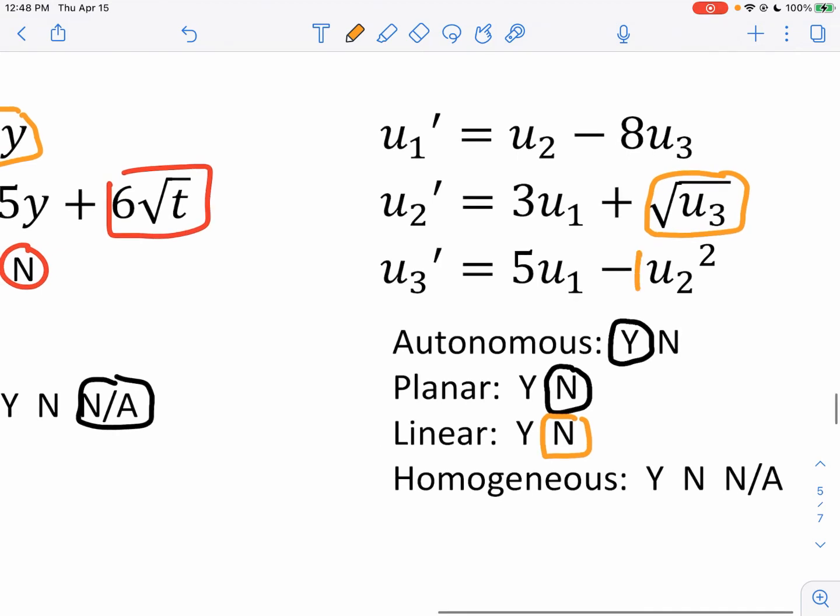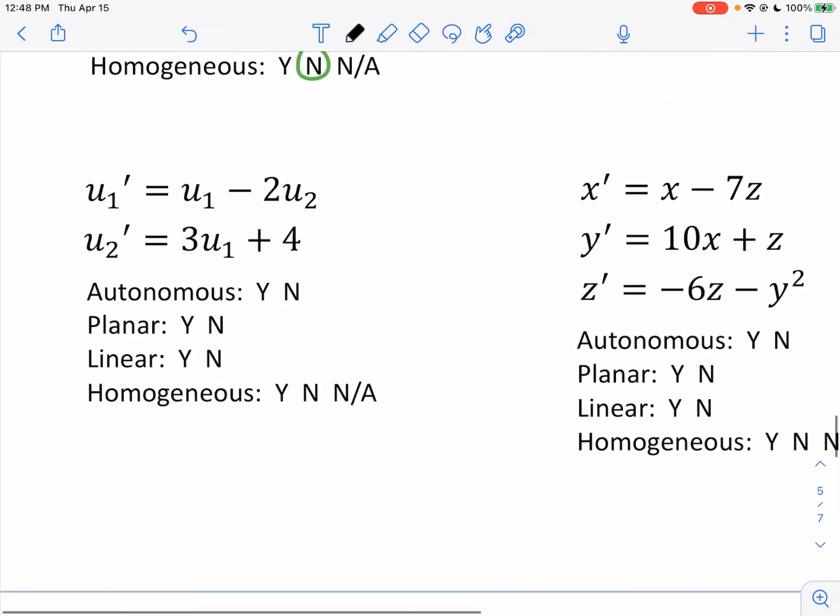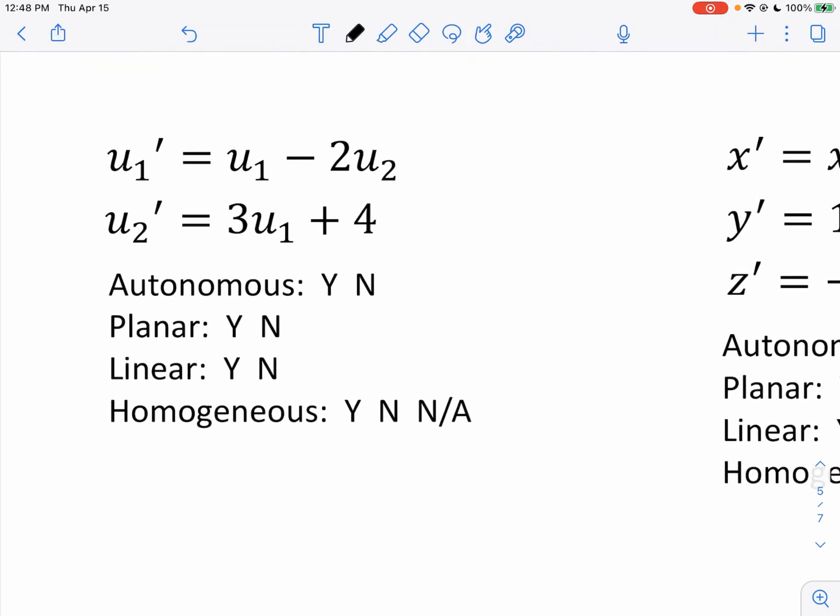Another issue is right here. We have a u2 squared. That's another reason why we have a nonlinear equation down there. And because it's not linear, then we just say NA for not applicable for homogeneous. Okay, let's go to the next example here. Is this one autonomous? I'm looking at the equation over here, looking for the independent variable t. I don't see it, so yes, this is autonomous.